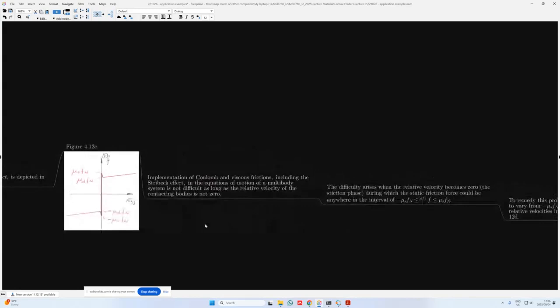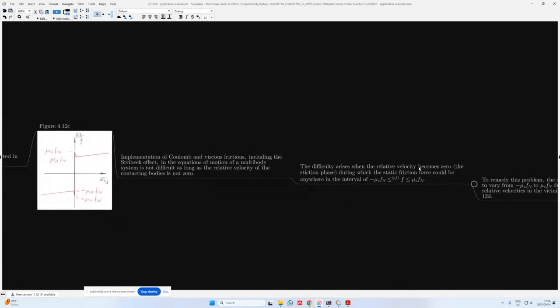Now, implementation of Coulomb and viscous frictions, including the Stribeck effect, in the equations of motion of a multibody system is not difficult as long as the relative velocity of the contacting bodies is non-zero. The difficulty, however, arises when these relative velocities are indeed zero, during which the static friction force could be anywhere in the interval from minus mu_s F_n to mu_s F_n. So basically anywhere along this line that we plot over here.